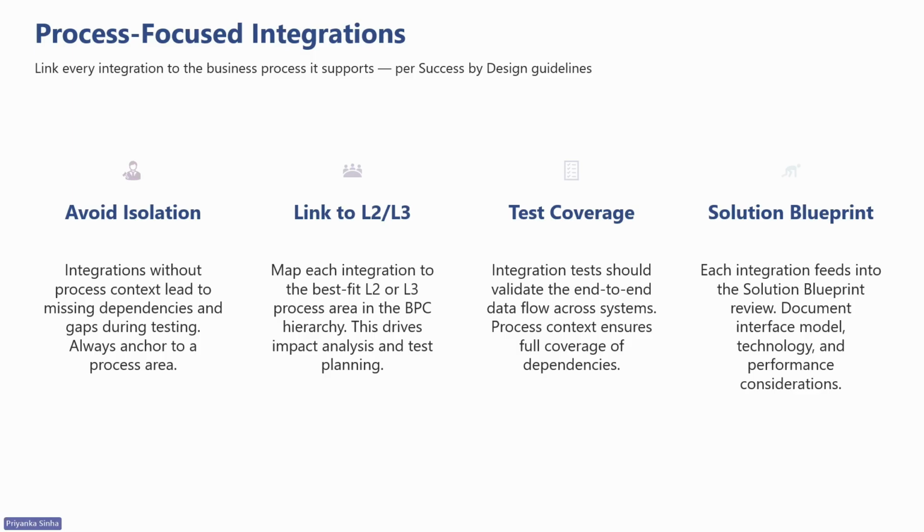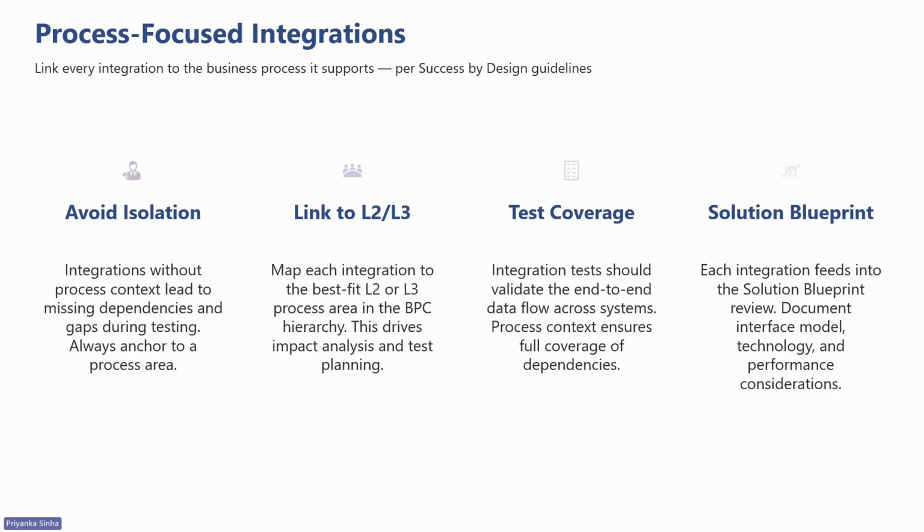And then the third one is test coverage. Validate the end to end data flow; an integration isn't tested in isolation. It is tested as part of the business process. Make sure your test plan covers the full chain of dependencies. And the fourth one is solution blueprint. Document the interface model, the technology choice, and the performance considerations. This is what gets reviewed in your Success by Design workshop.